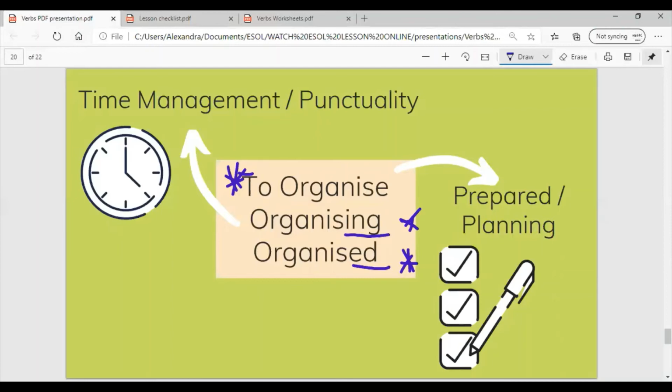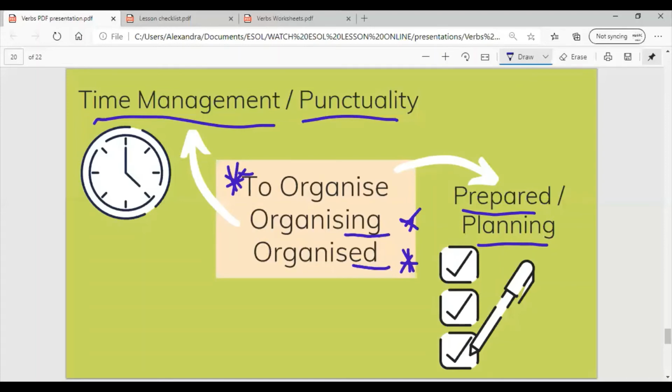But organisation roughly means being able to manage your time. So you know what you're doing when you're on time for things. Punctuality is the same. Say if you had an interview, you turn up early or on time, or to a class on time. That's what being punctual is. And organisation is also about being prepared and planning. So you plan what you're going to do. If you know you've got an appointment next Tuesday, you plan before how you're going to get there.